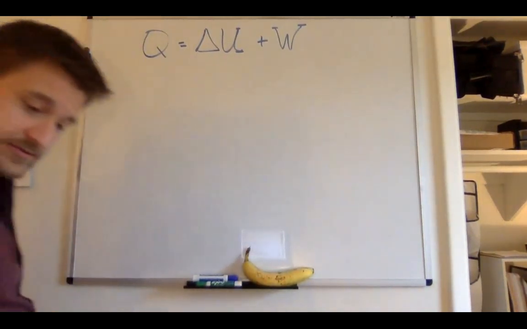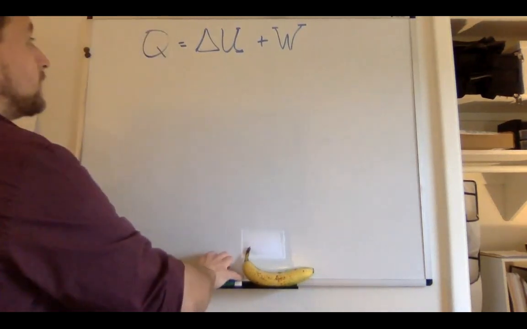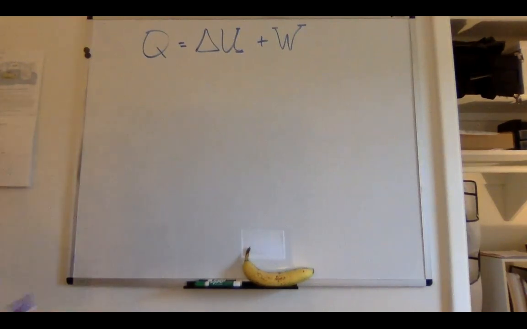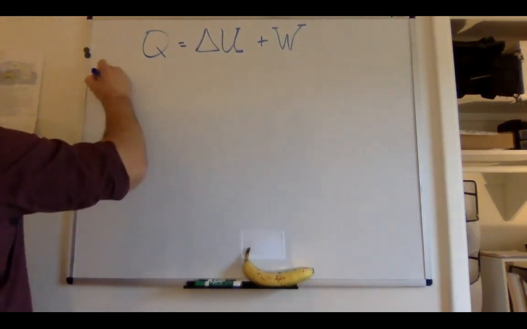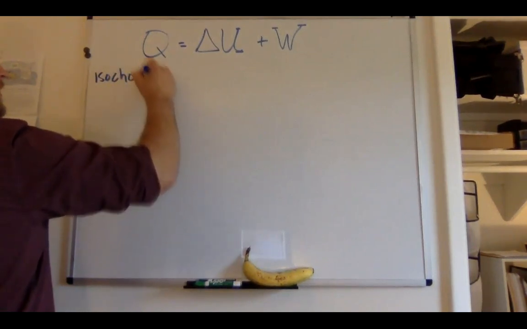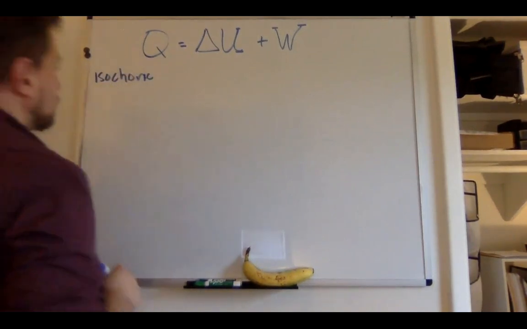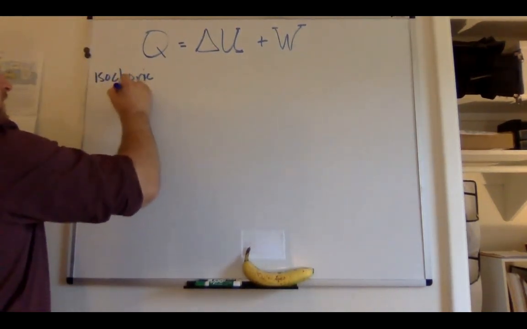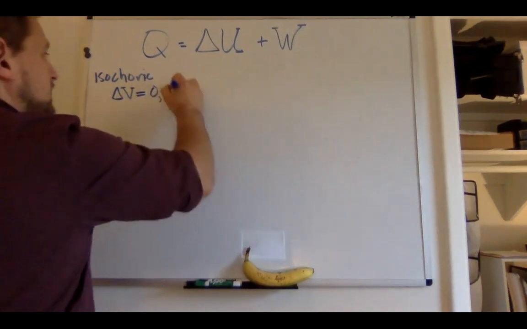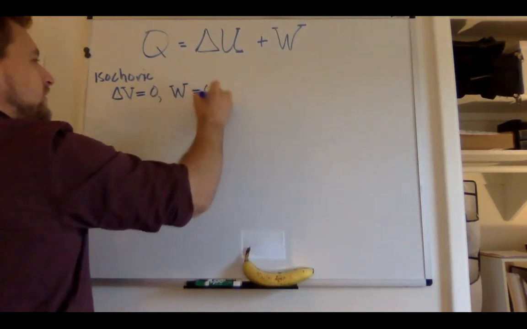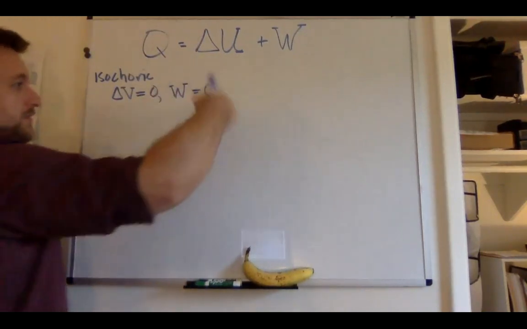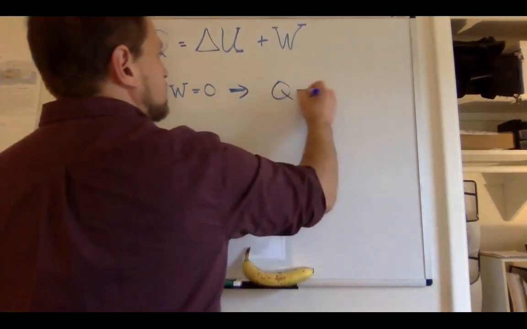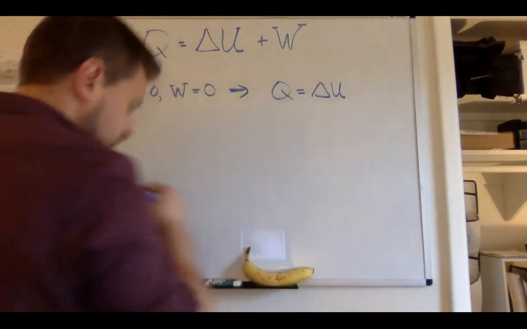I'd like to keep the first law of thermodynamics in this form, solved for Q. Suppose we talk about a constant volume process, an isochoric process. In an isochoric process, the volume cannot change, which means the work done is also zero, because the integral from one value to the same value is zero. So that means that Q is just equal to delta U.